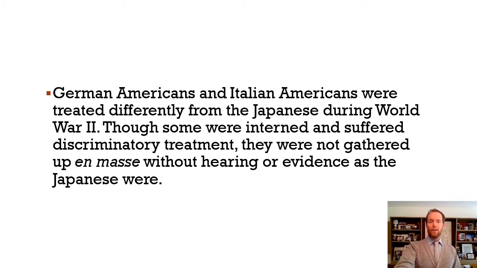All right, here's our next argument. German Americans and Italian Americans were treated differently from the Japanese during World War II. Though some were interned and suffered discriminatory treatment, they were not gathered up en masse, meaning all together in a mass, without hearing or evidence as the Japanese were. Sorry for flubbing that one up, but see if you can answer that one, whether it's for Korematsu, the United States, both, or neither.